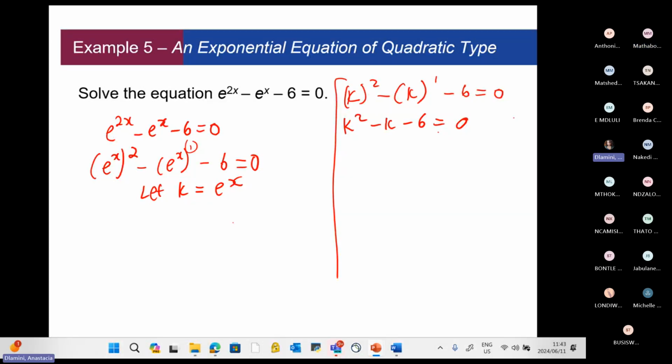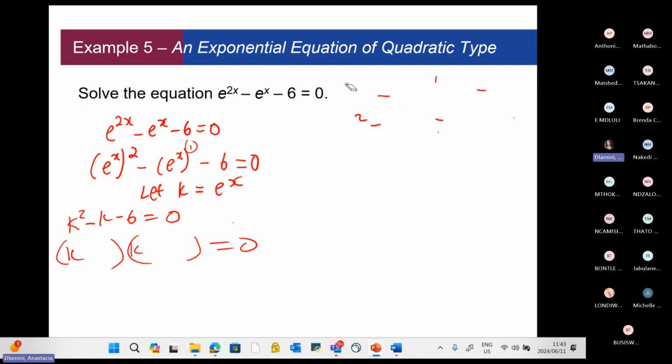Let's write k squared minus k minus 6 is equal to 0. Now let's factor this. Give me the factors. Minus 6 and 1. So k plus 2 and k minus 3. Therefore, k is equal to minus 2, or k is equal to 3.